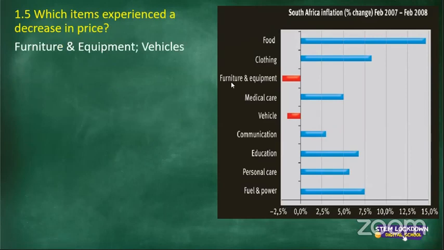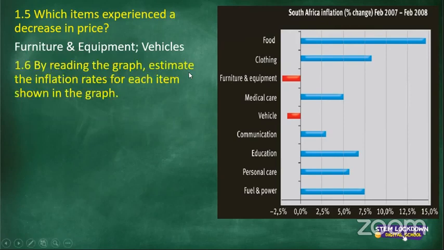Thank you. And then, by reading the graph, estimate the inflation rates for each item shown in the graph. So we are estimating inflation rates for each item shown in the graph. We've already found the food one, ne? We've already given the answer for that. But give me the ones we haven't given answers for. Give me the ones from clothing. So except for food and communication, give me the inflation rates for the others.